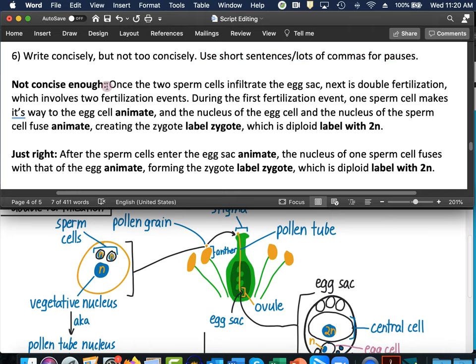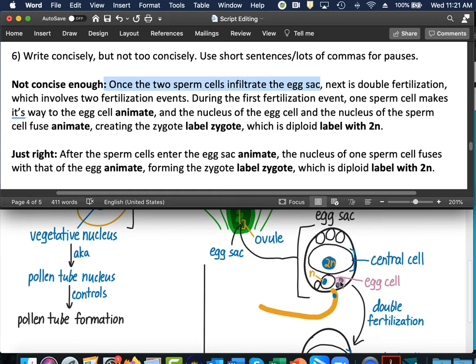For example, this is not concise enough. It says, once the two sperm cells infiltrate the egg sac, which is here, two sperm cells coming in, next is double fertilization, which involves two fertilization events. During the first fertilization event, one sperm cell makes its way to the egg cell, and the nucleus of the egg cell and the nucleus of the sperm cell fuse, creating the zygote, which is diploid. So very, very wordy.